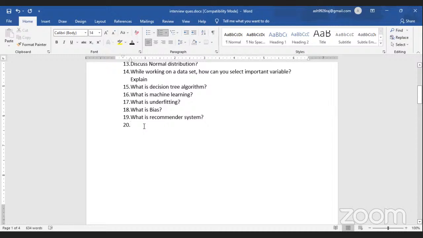Now list some libraries which are used in Python, used in data science. Give some library names in Python.